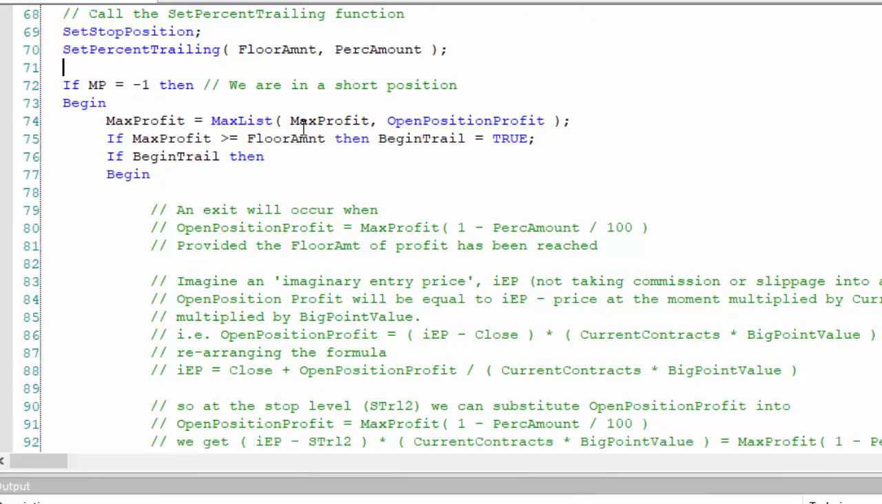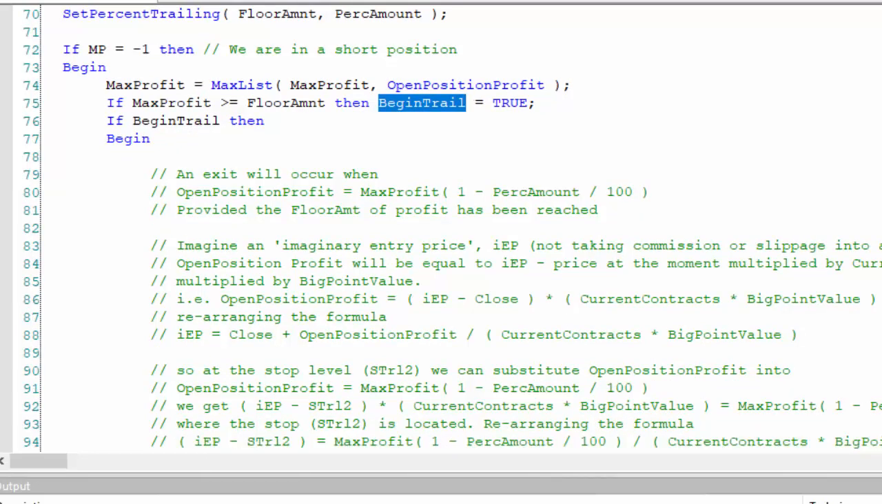And what we're saying is if we're in a short position, we need to find the max profit at any one time. We do that by saying max of max profit and open position profit. Open position profit is telling us how much profit we have in a position at any one time. When that is greater than a floor amount, then we set this boolean begin trail to true, and then if begin trail is true, then we calculate where the trail is.